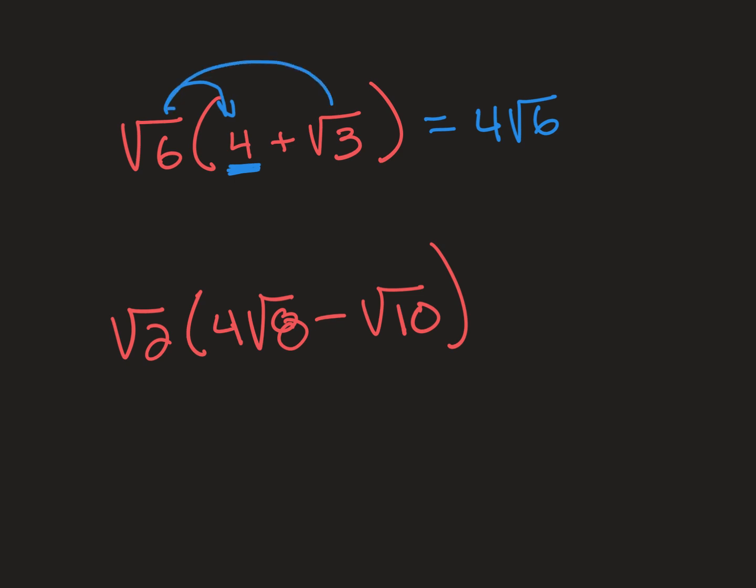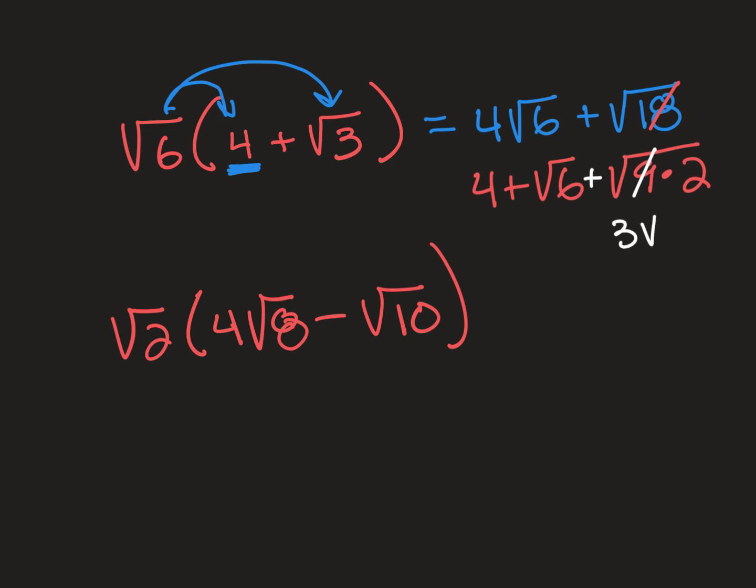The second distribution, both the 6 and the 3 are inside the house. So that's just going to become the square root of 18. I do want to rewrite this, though, because that can be simplified. 9 times 2. The square root of 9 is 3. So, and this should be a radical. So my final answer is 4 square root of 6 plus 3 square root of 2.